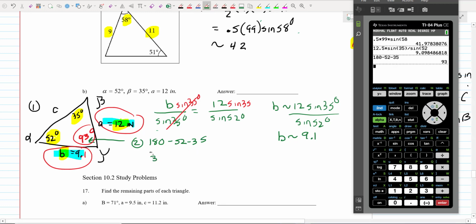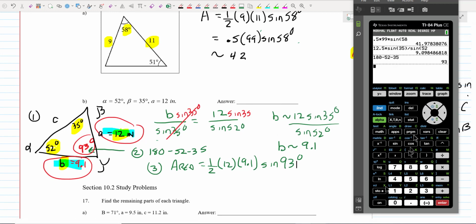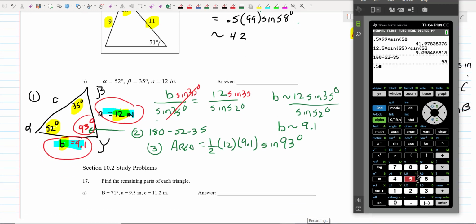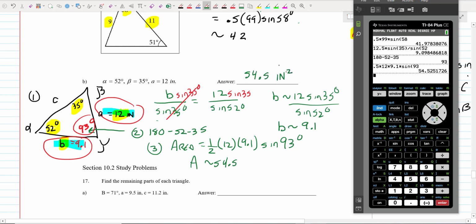So I finish up the problem. The area is going to be equal to 1/2 the product of those two sides, 12 and 9.1, times the sine of the angle in between. And you can just go straight to your calculator and do this. You can do it lots of ways: 0.5 times 12 times 9.1, and then times the sine of 93 degrees. That will give me the approximate area. Round that to one decimal, so we'll have about 54.5. And you do want to write your units. That is square inches. Area is in square units.